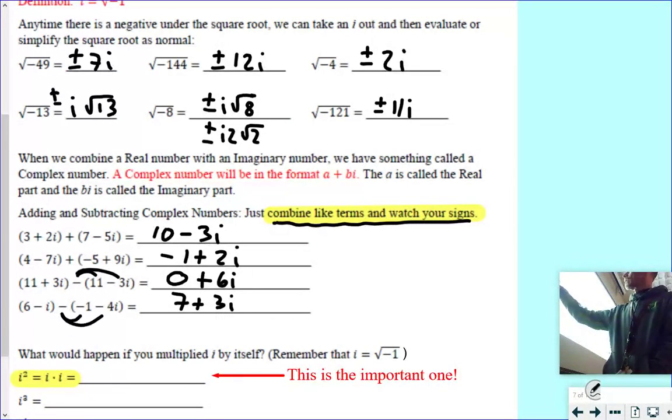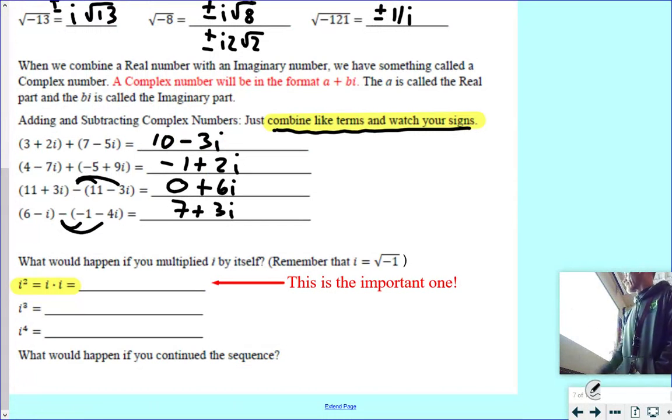Let's move on to multiplication. Before we get all the way to multiplication, we've got to figure out, because obviously if we multiply two things with i in them, we're going to get powers of i, right? The main one we've got to talk about is i squared.